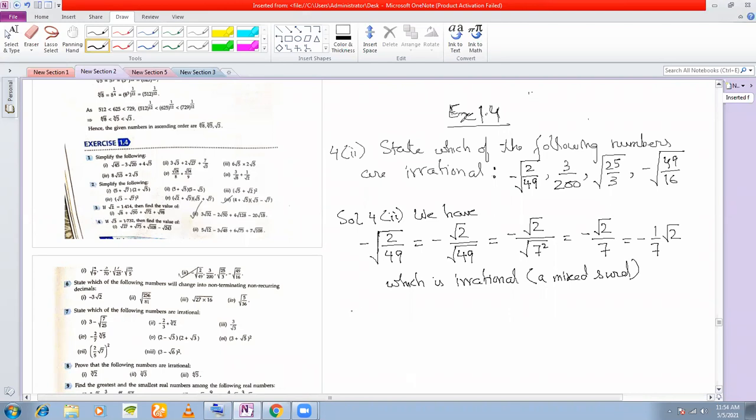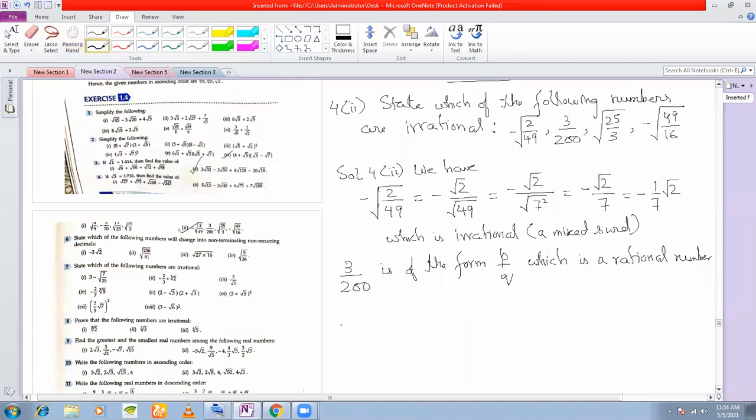Let us consider the second one, 3 by 200. 3 by 200 is of the form p by q. It is a fraction, p by q, which is a rational number. Okay, so this one was an easy one, simply a fraction. You knew it is a rational number. Third one, root over of 25 by 3.